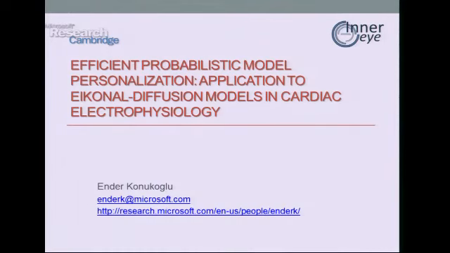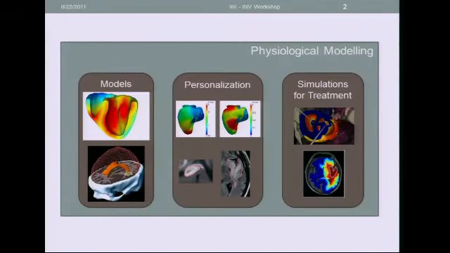I'm going to talk about some probabilistic personalization, and specifically I'm going to demonstrate these methods on an application which is cardiac electrophysiology. It's going to be a little bit different than the talks we had up to now because it's going to be about physiological modeling. So before going into the details of what the method is, let me give a brief overview of what the physiological models are.